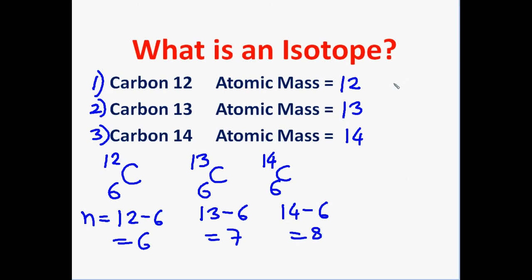So isotopes have different atomic masses and also different numbers of neutrons. Like carbon 12 has 6, carbon 13 has 7 and carbon 14 has 8 neutrons.